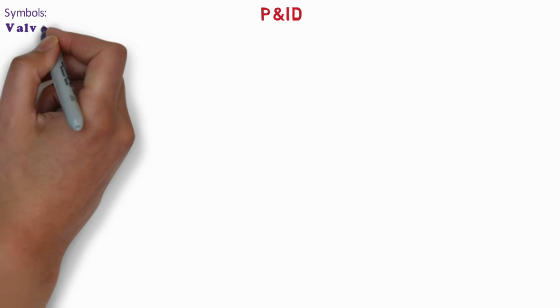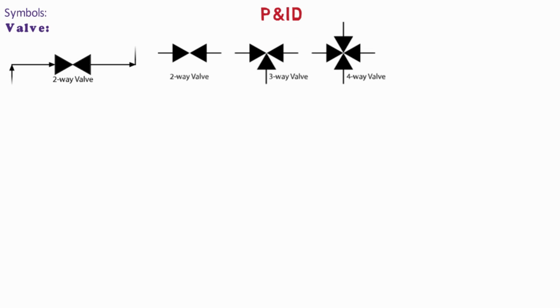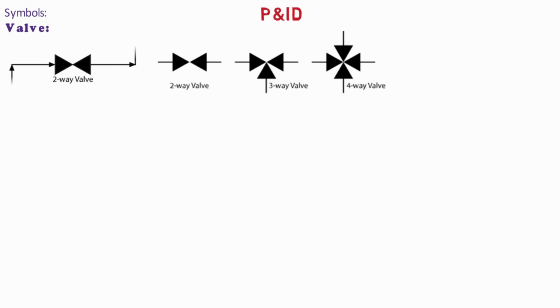This is how we show a valve connected to a pipe. This is a typical two-way valve. Likewise, there are typically three-way and four-way valves, which are connected as shown on your screens. These are different valve symbols.